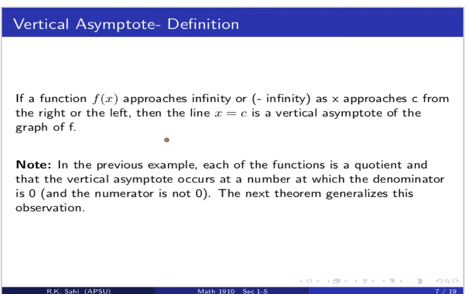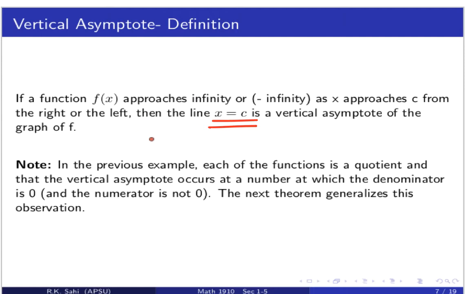So if a function f(x) approaches infinity or minus infinity as x approaches c from the right or the left, then the line x equal to c is a vertical asymptote of the graph of this function. So what we're now introducing is the calculus definition of a vertical asymptote. What we learned previously was the pre-calculus or algebra definition.